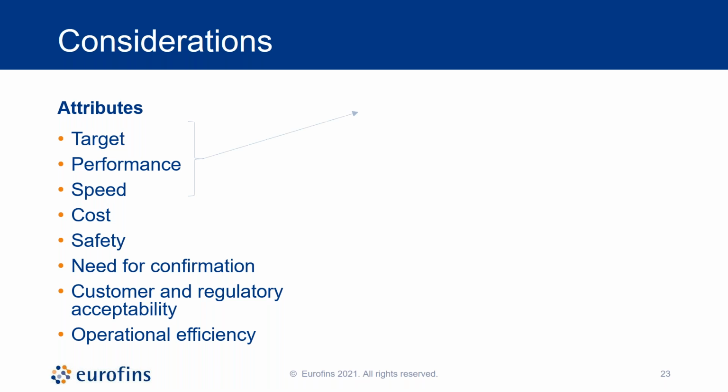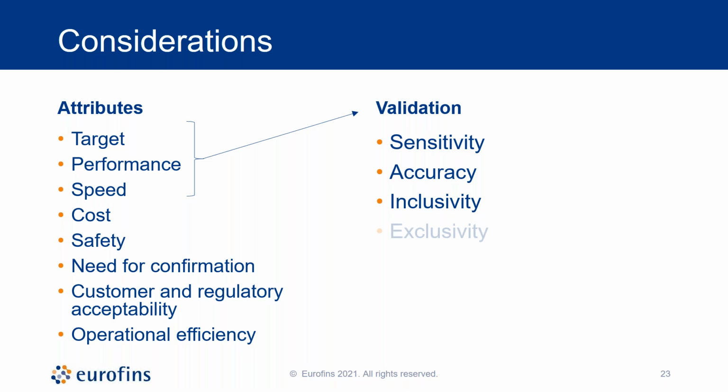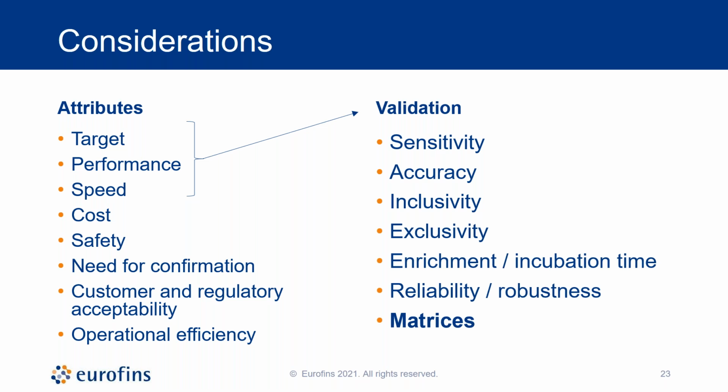Click, please. So the target, the method performance, and the method speed are all elements that get covered in validation. Validation is a formal process. It looks at the method's sensitivity, its accuracy, what it will detect, what it will not detect, even when it's present as a kind of confusing or confounding element, how long the incubation time is, how reliable the method is, and very importantly, what matrices we know the method will work for.